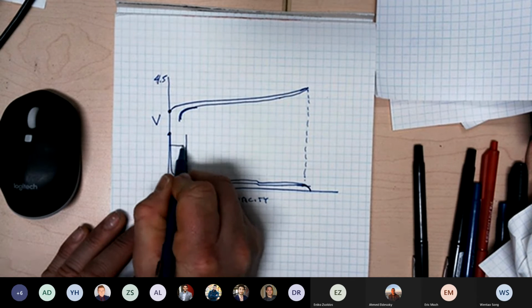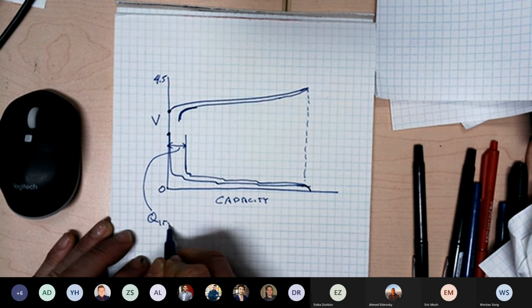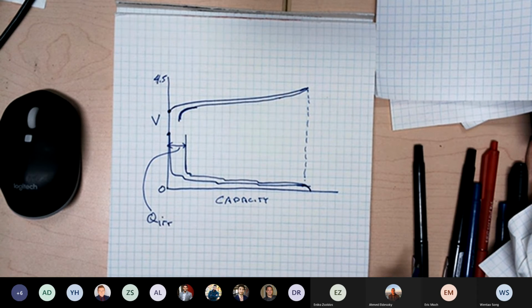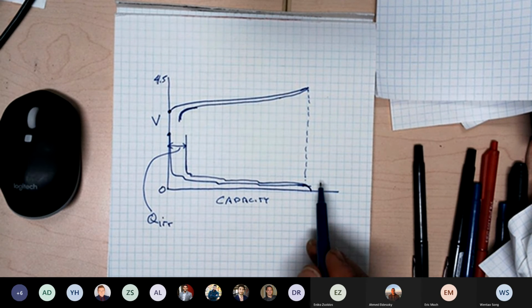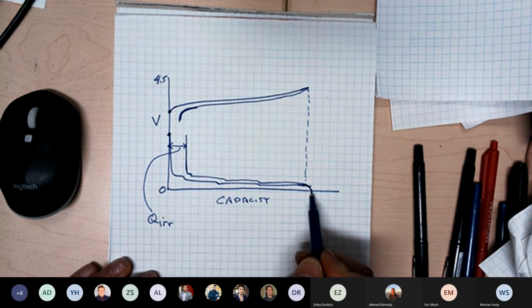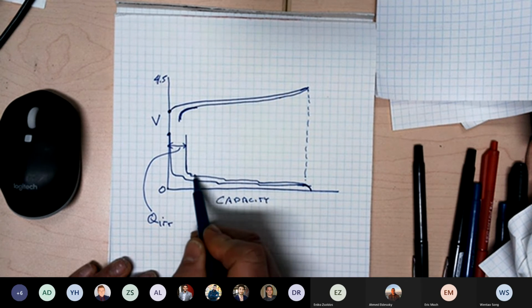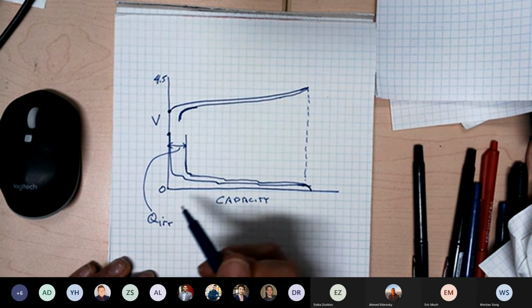But there's always some irreversible capacity, and we call this Q irreversible. This is because some of the lithium atoms that went into the graphite didn't actually go into the graphite. They ended up reacting with electrolyte components to make the solid electrolyte interface. So you believe that all this capacity that you added to the graphite was intercalated lithium, but it's wrong. Some of that lithium ended up in SEI products. So when you try to remove the lithium, you can get all the lithium out of the graphite, but not from the SEI. Okay.